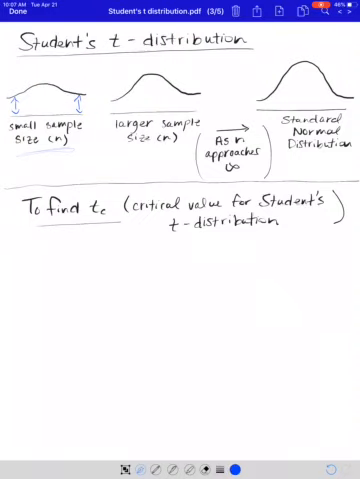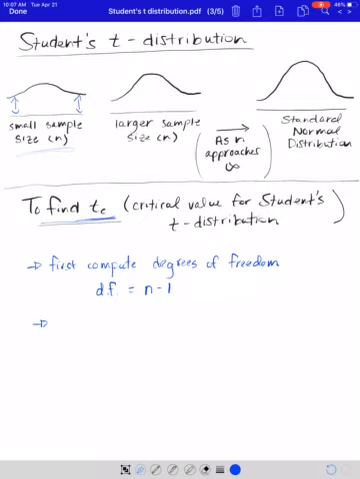But what we really need to know is how to find this critical value. Okay. So in order to do this, there's two things we have to know. First, we have to compute what's called the degrees of freedom, which is not hard to do. Degrees of freedom, which I'm going to abbreviate DF, is just equal to the sample size minus 1. That's it.